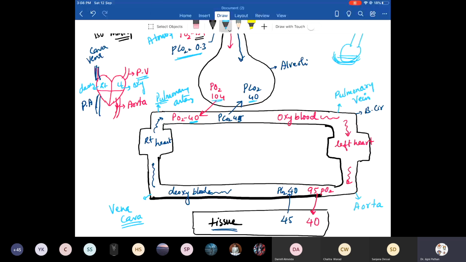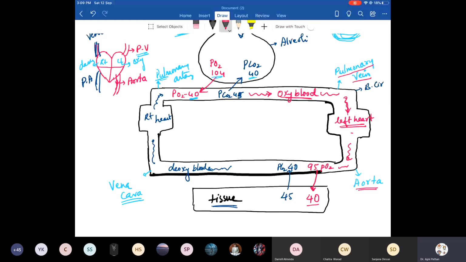Now the blood that is coming after the oxygenation is the oxygenated blood. After the exchange of gases, the blood which is coming is oxygenated blood. This oxygenated blood is carried by the pulmonary vein and opens into the left heart. From the left heart, the aorta will take this oxygenated blood to where? To the tissue. In the tissue, the level of oxygen is less and the level of carbon dioxide is more.